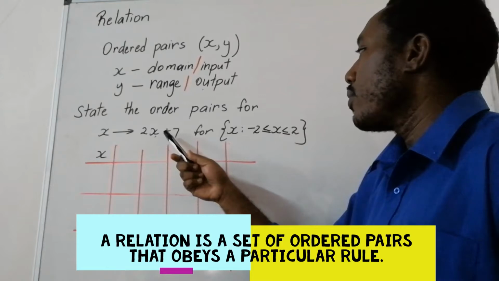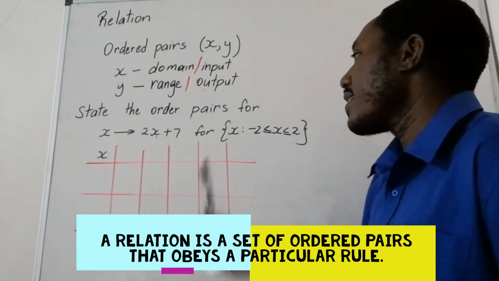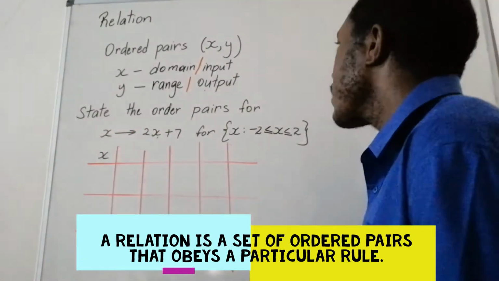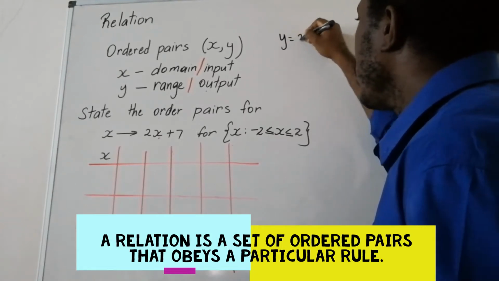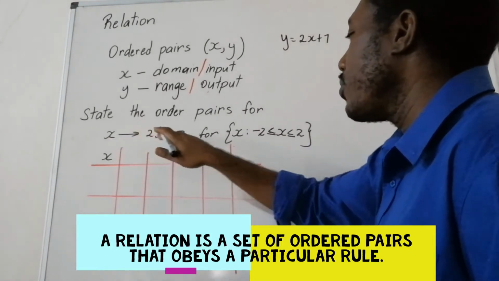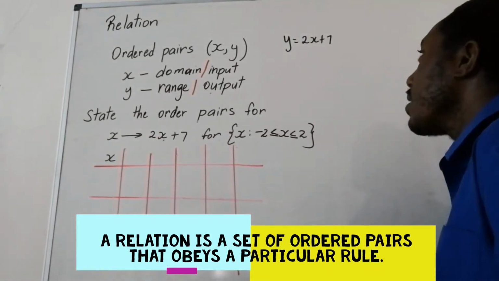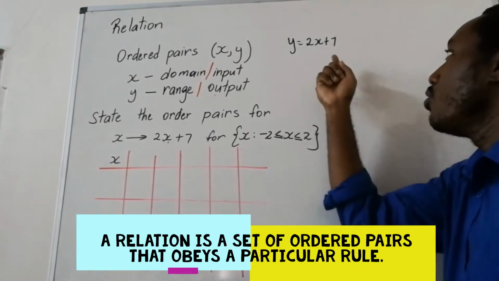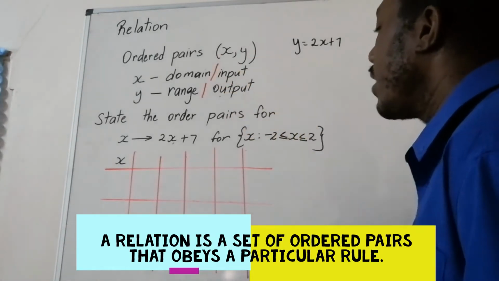And the particular rule that it follows can be written in the form x is mapped onto 2x plus 7. And we could rewrite this also in this way: y is equal to 2x plus 7. So if we see x is mapped onto 2x plus 7, or y is equal to 2x plus 7, we're talking about the same relation. This is the rule that maps the x value to the y value.